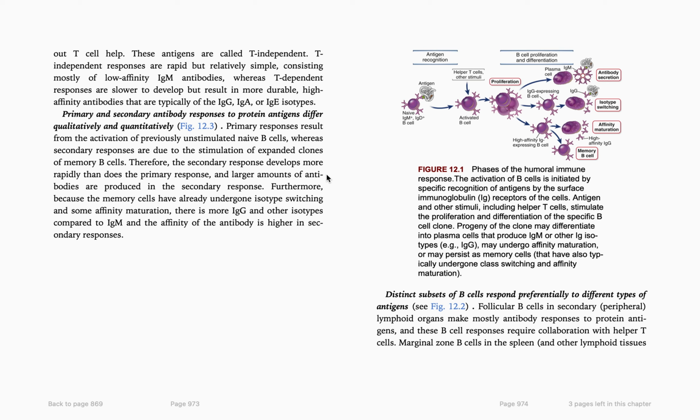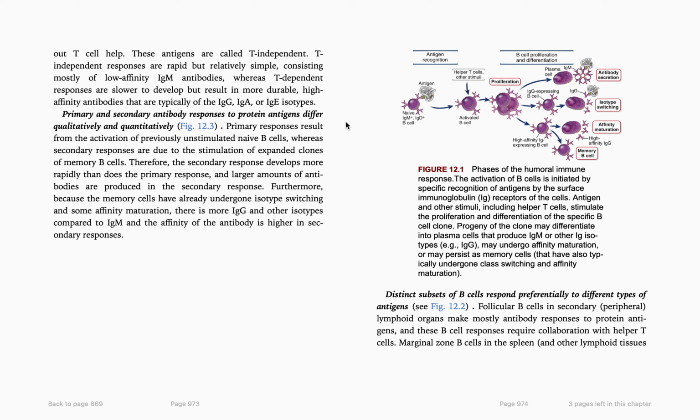So we have diagram figure 12.1, the phases of humoral immune response. The activation of B cells is initiated by specific recognition of antigen by surface immunoglobulin, the receptor of the cell. Antigen and other stimuli, including helper T cells, stimulate the proliferation and differentiation of the specific B cell clones. Progeny of the clone may differentiate into plasma cells that produce IgM and other Ig isotypes, IgG for example, may undergo affinity maturation and may persist as memory cells that have also typically undergone class switching and affinity maturation.